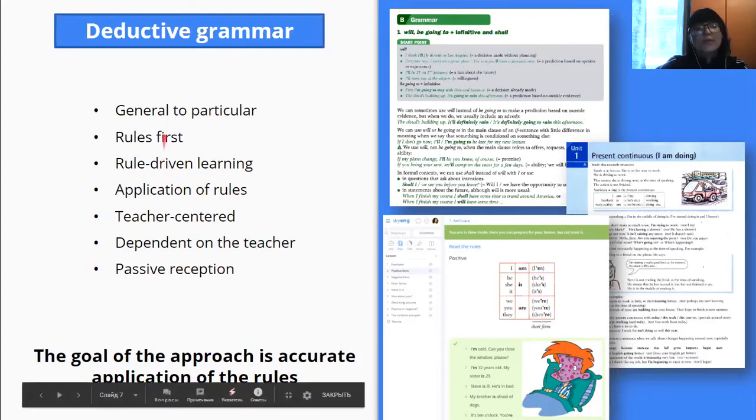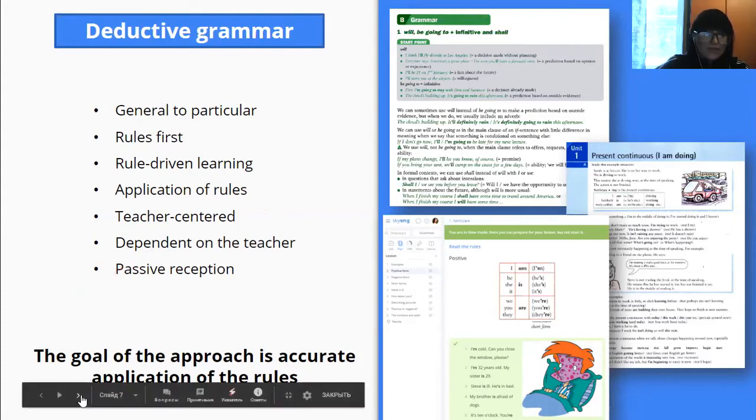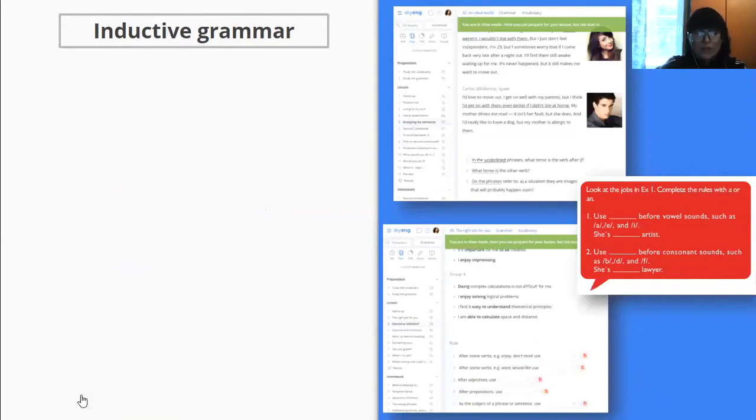And of course, there are such drawbacks as this lesson is considered to be a teacher-centered lesson. The student is supposed to be a passive learner. Your student might start yawning in the lesson instead of active participation. And in case of inductive grammar approach, if we're so passionate about this approach, there are so many benefits of this approach.